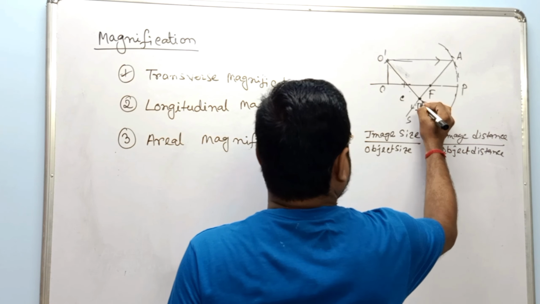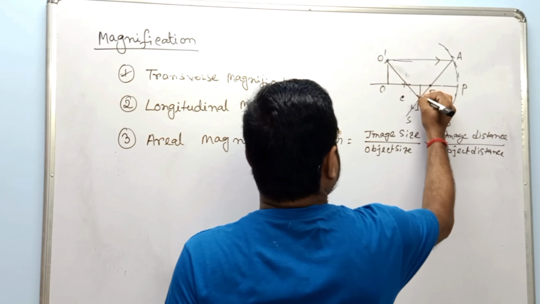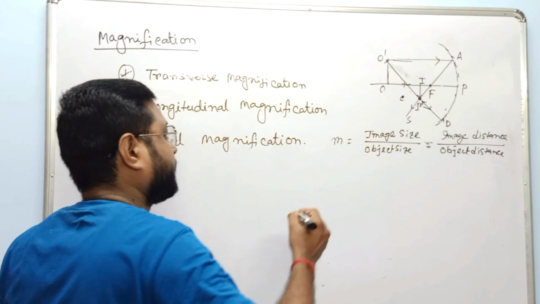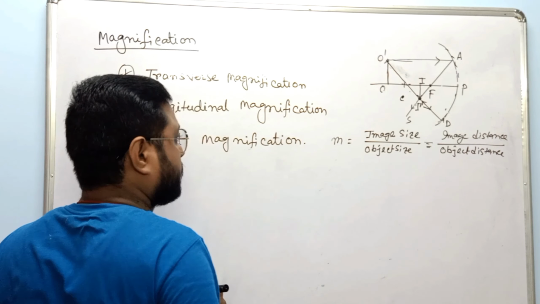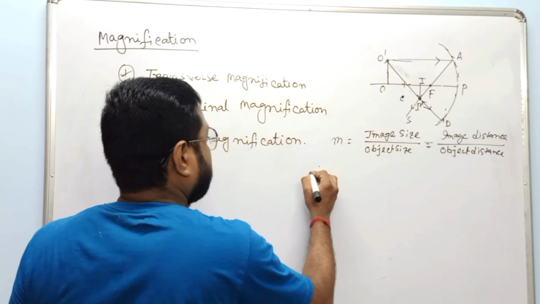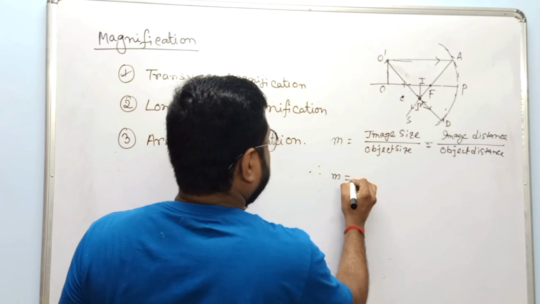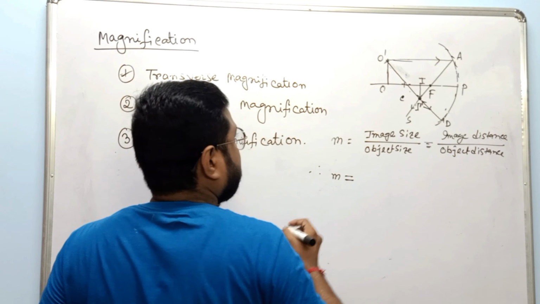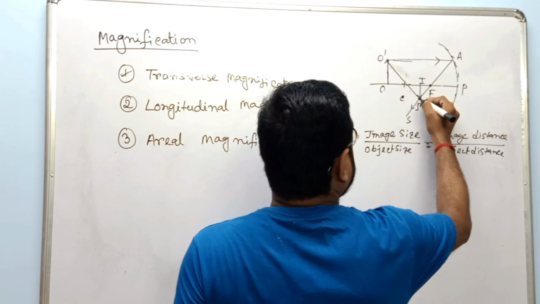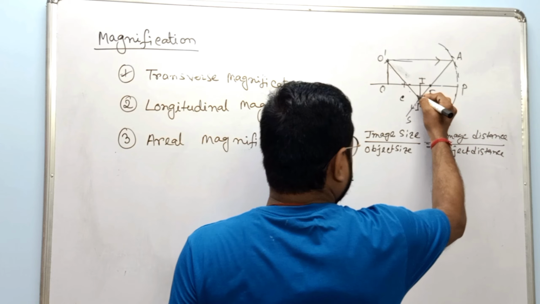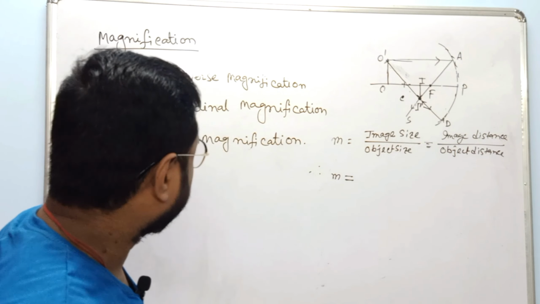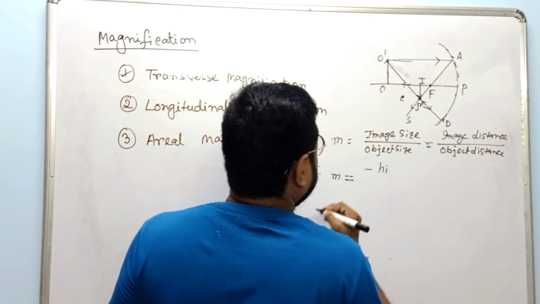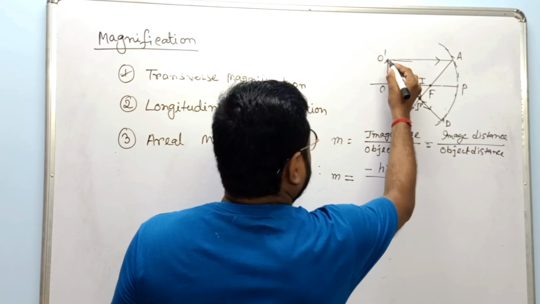Say I dash, and if we draw a perpendicular I, an inverted image is formed. Now M is the image size by object size. What is image size here? Image size is I dash, but this is the lower portion of the principal axis. So according to the sign convention, it is minus HI. HI is the size of the image. Object height is HO.